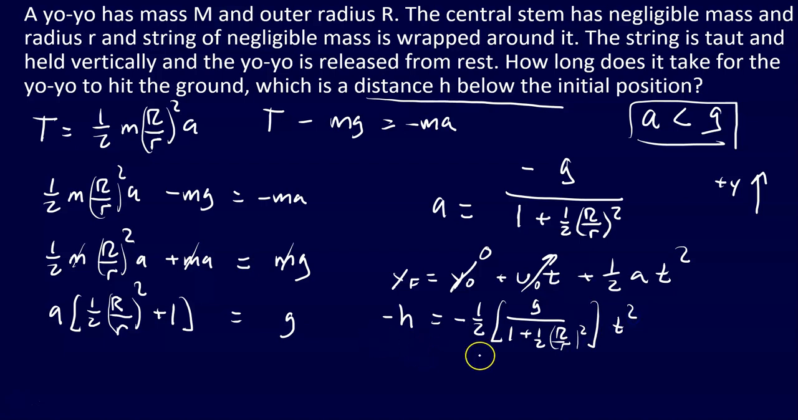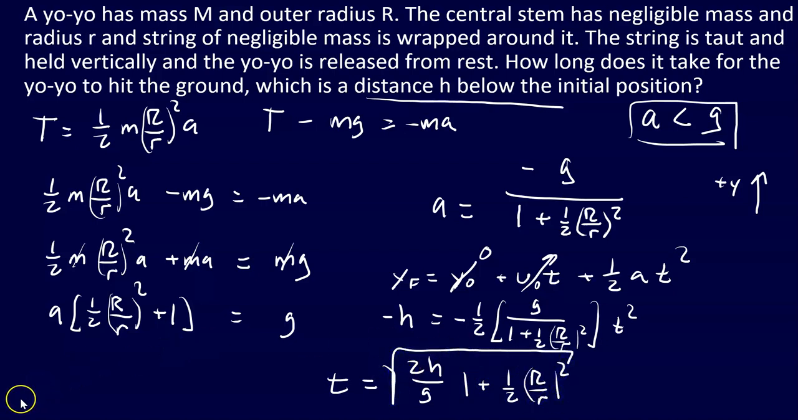times t squared. So the negatives will cancel, and when I'm all said and done here, I'll get 2h divided by g, where the 2 comes from here and the g comes from here, and then it'll be multiplied by this ugly term here, like that, and then all of this square rooted. And so this is our answer.